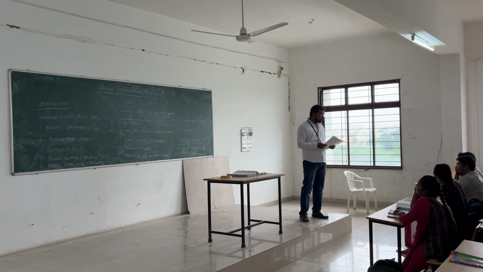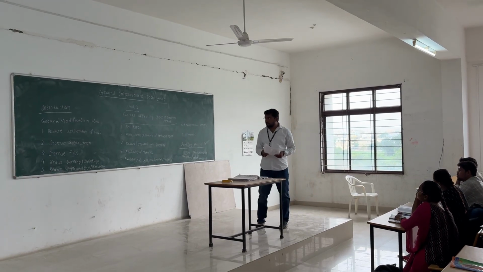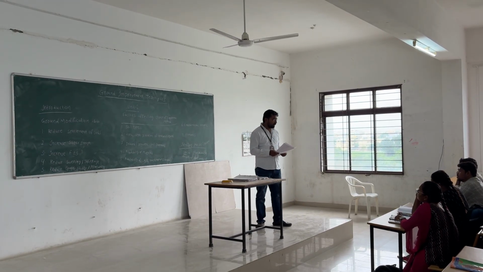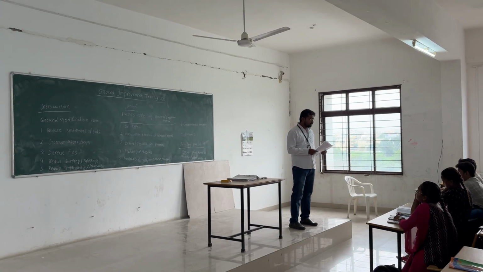The first modification is the mechanical modification. With the help of compaction techniques, we are going to reduce the settlement of soil. By compacting the soil, we are going to remove void ratios.